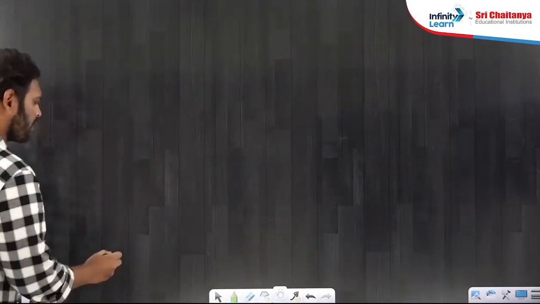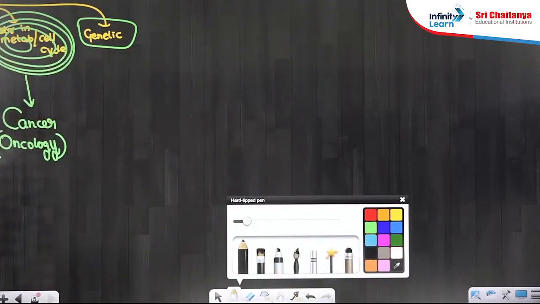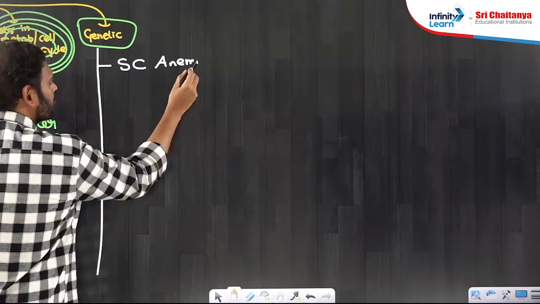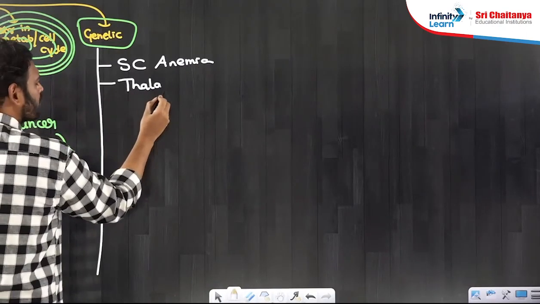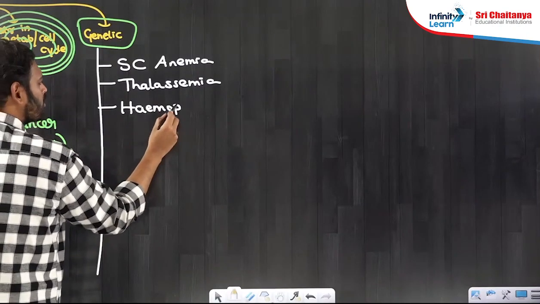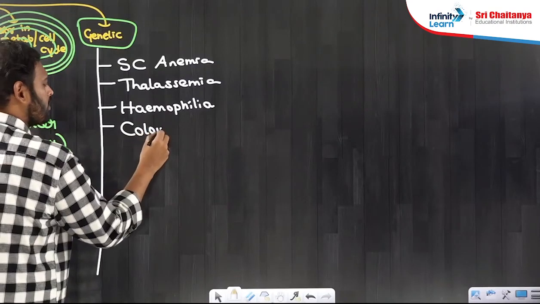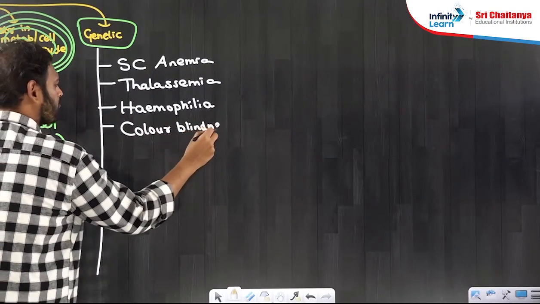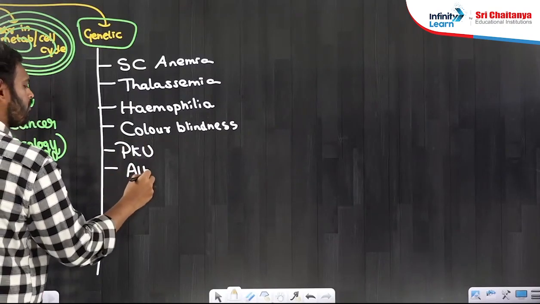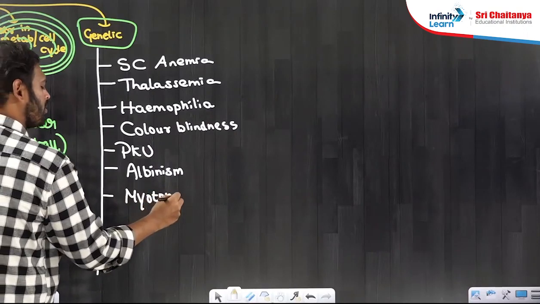So examples, give me some examples of genetic disorders. Try fast, guys, try them. Genetic diseases: sickle cell anemia, thalassemia, hemophilia. The people with hemophilia cannot clot their blood in time or may not clot at all. A person cannot see colors properly, color blindness. It's not very dangerous, but sometimes. One more. Phenylketonuria, albinism, myotonic dystrophy, a muscle degenerative disorder.